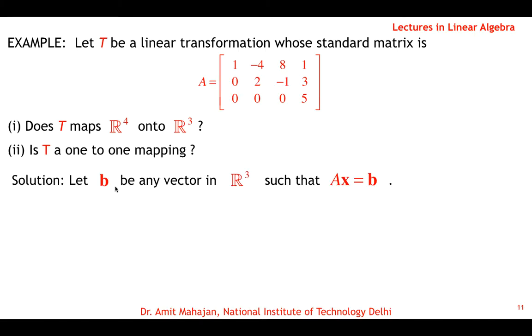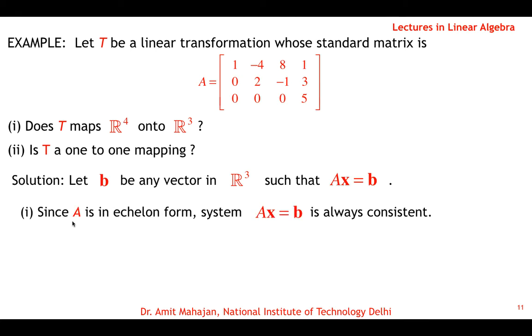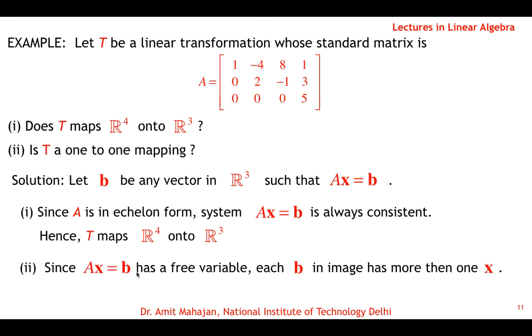Okay, so let b be any vector in R3 such that Ax = b is to be checked. Since A is in echelon form, the system Ax = b is always consistent. You can clearly see 3 pivot positions and 1 free variable, and so the mapping is onto. And the mapping is not one-to-one, because there is a free variable. The third column is a free variable column, or non-pivot column. So clearly the mapping T is not one-to-one in this case.